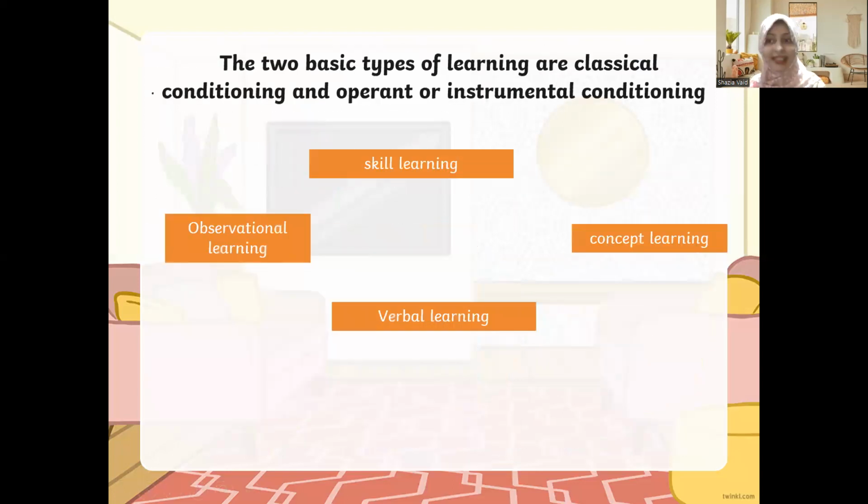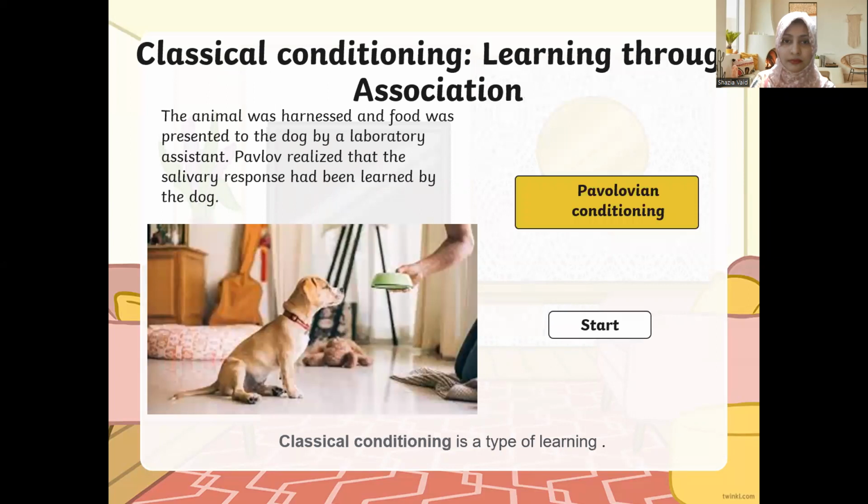Okay. So in this chapter, we will be learning the basic types of learning, two types of learning. One is classical conditioning and the second one is operant conditioning. And along with these two major types, we will also learn about skill learning, concept learning, verbal learning, and observational learning. So our first learning is classical conditioning.